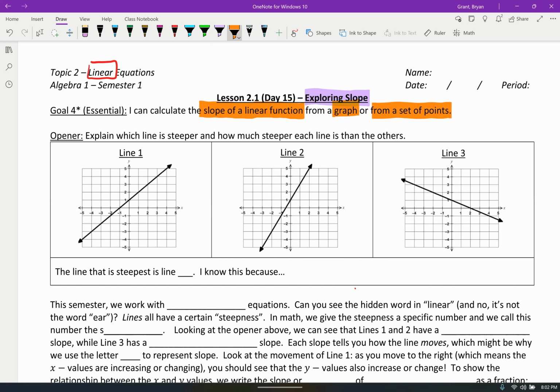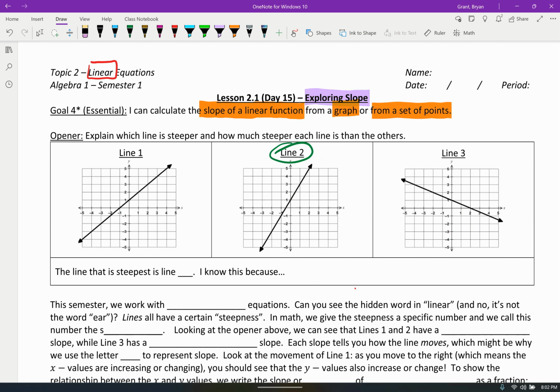The opener says, explain which line is steeper and how much steeper each line is than the others. So we, of course, have 3 lines here, line 1, line 2, line 3, and we're trying to say which one's steeper. And I bet pretty instinctively people will say line 2. And you'd be right. We can pretty clearly see that line 2 goes up a little bit faster than line 1. Now, line 3 is an interesting little question because if we look at line 3 going backwards and line 2 going forwards, could we compare their steepnesses that way? I bet you'd still be convinced that line 2 is a little steeper than line 3.